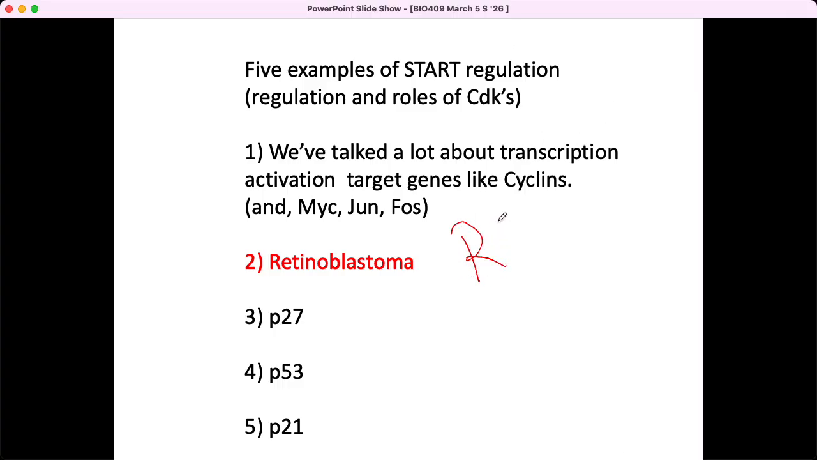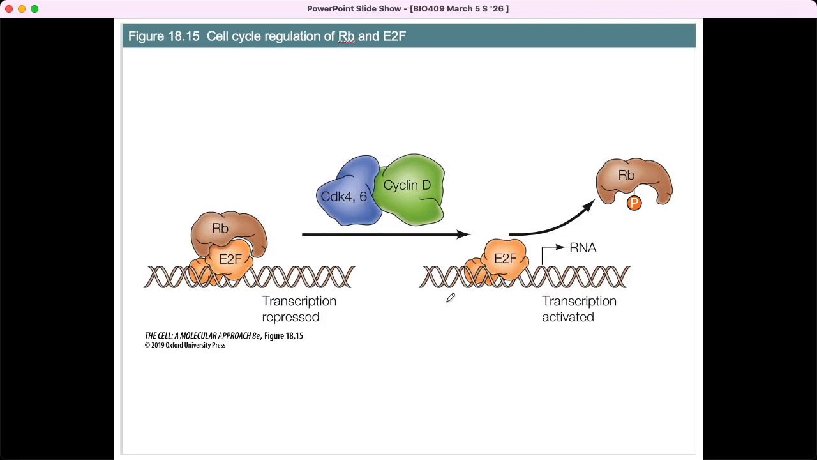Just RB like that. And it's a tumor suppressor. And so this is what RB does, okay? So RB is a co-regulator. It's a transcription factor that's a co-regulator, and it's a co-repressor. So tumor suppressor, co-repressor. It's trying to keep something turned off.